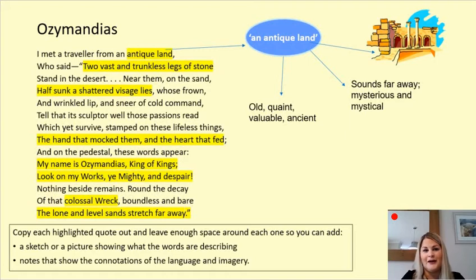So I've talked about antique land. Antique suggests it's old, quaint, valuable, ancient. The fact that it's an antique land makes it sound quite mysterious, like it's quite far away or dated. And then there's a delightful image that I definitely didn't draw because you all know what my artistic skills are like. So I would like you to do that for each of the quotes that have been highlighted in your exercise books or in a Word document. I think that'll probably take you between 10 and 15 minutes. So pause it now and then come back.